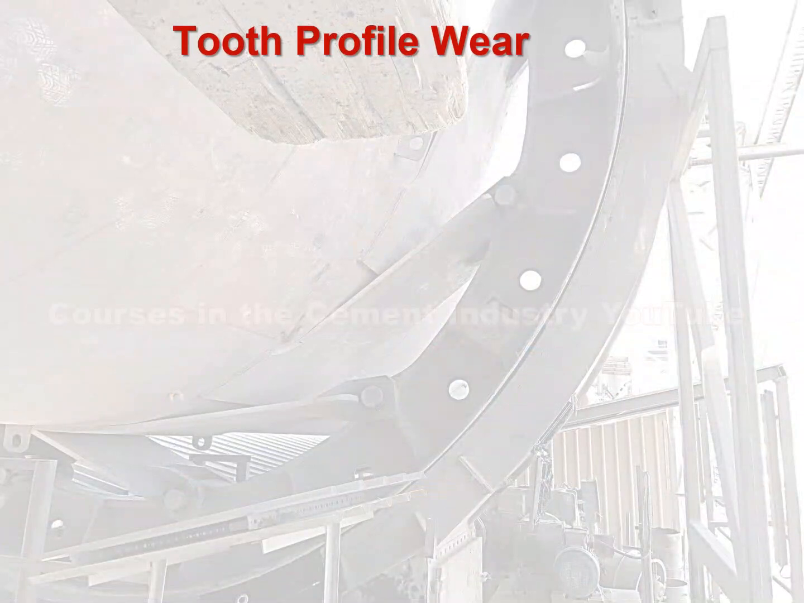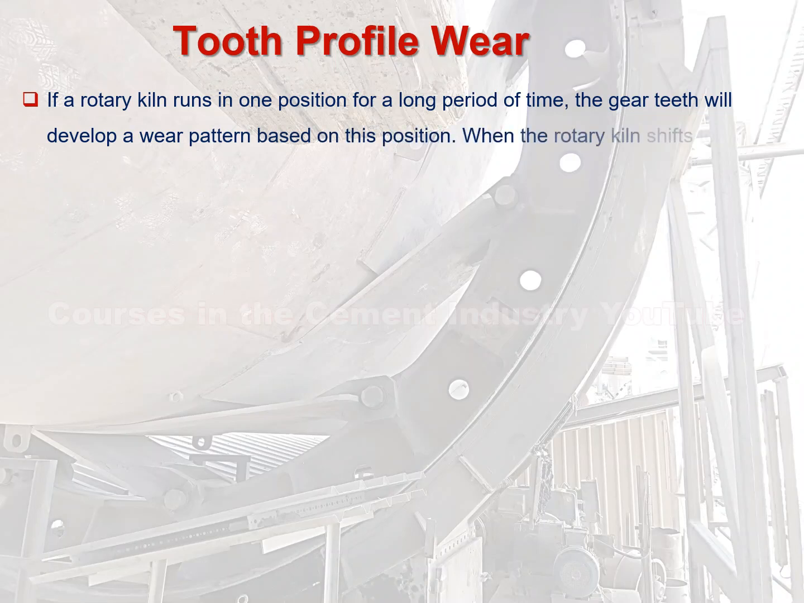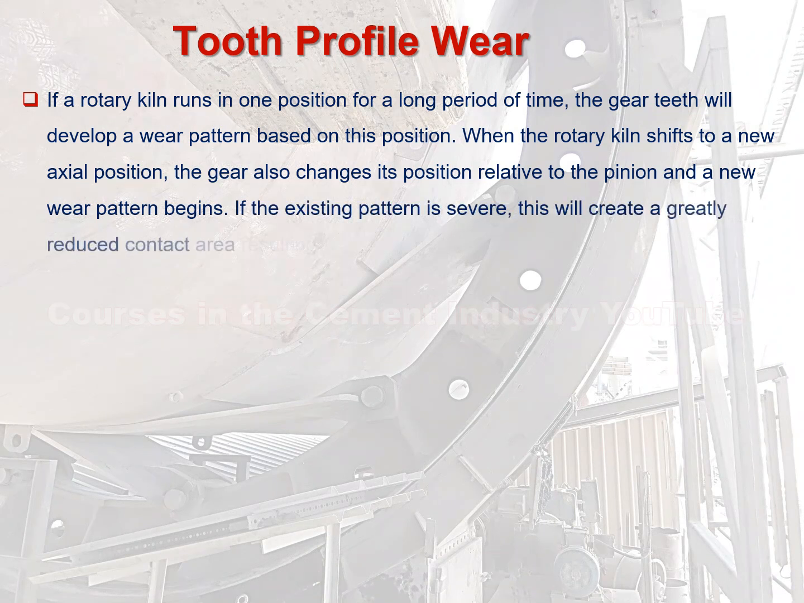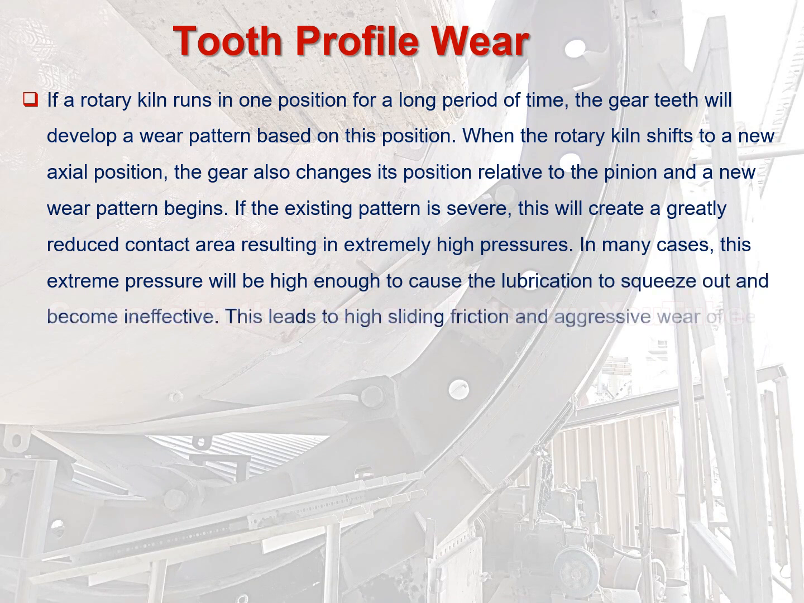Tooth profile wear. 1. If a rotary kiln runs in one position for a long period of time, the gear teeth will develop a wear pattern based on this position. When the rotary kiln shifts to a new axial position, the gear also changes its position relative to the pinion, and a new wear pattern begins. If the existing pattern is severe, this will create a greatly reduced contact area resulting in extremely high pressures. In many cases this extreme pressure will be high enough to cause the lubrication to squeeze out and become ineffective. This leads to high sliding friction and aggressive wear of the tooth profile.